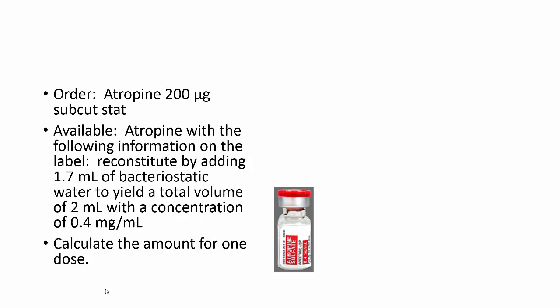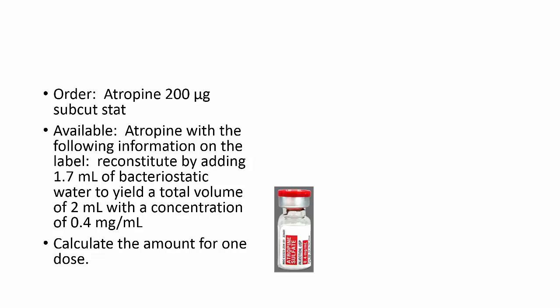Available is atropine with the following information on the label. Reconstitute by adding 1.7 milliliters of bacteriostatic water to yield a total volume of 2 milliliters with a concentration of 0.4 milligrams per milliliter. At the bottom is the actual question. Calculate the amount for one dose. So there's so many numbers, and that's why these problems can be a bit more challenging.